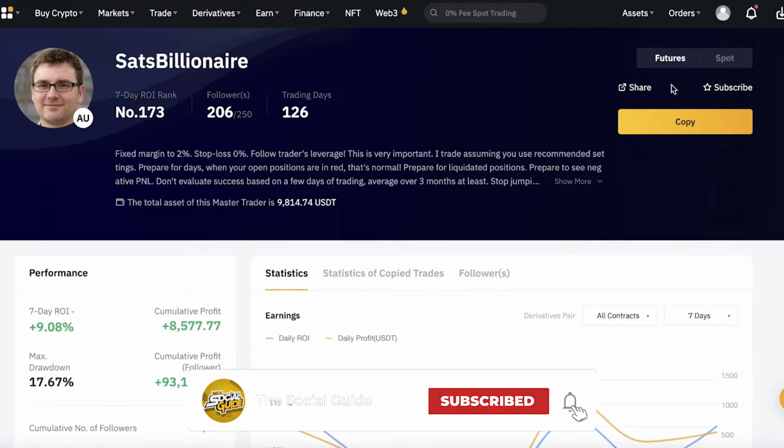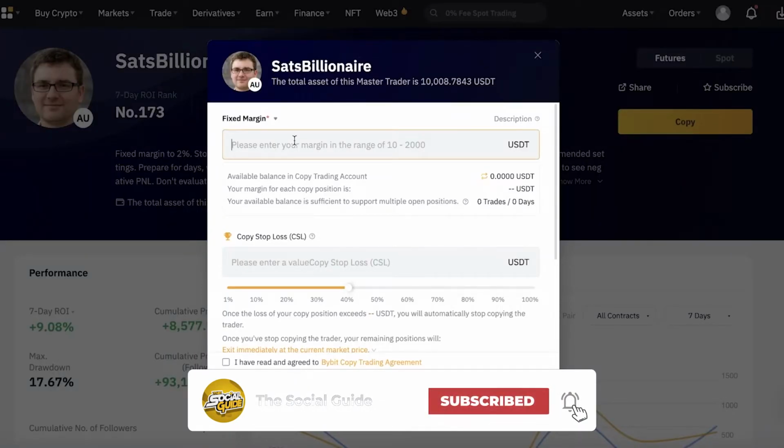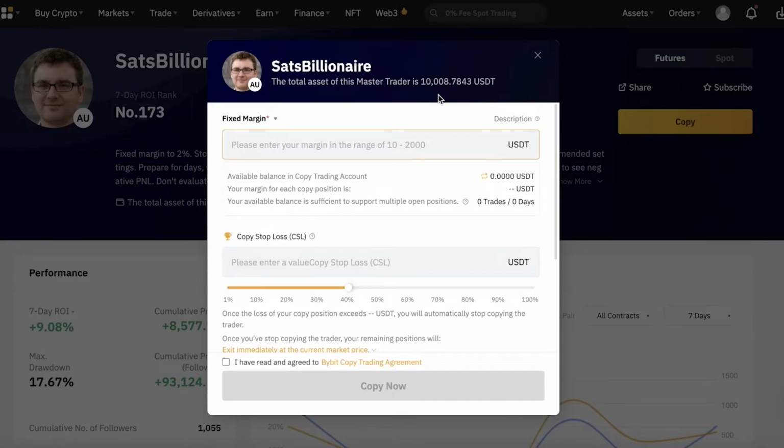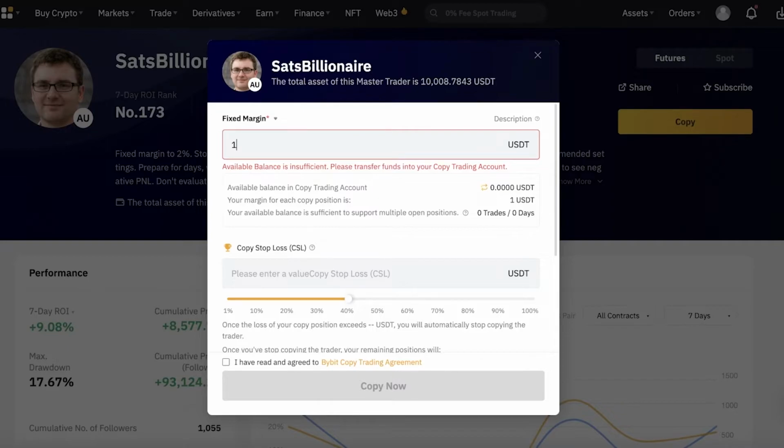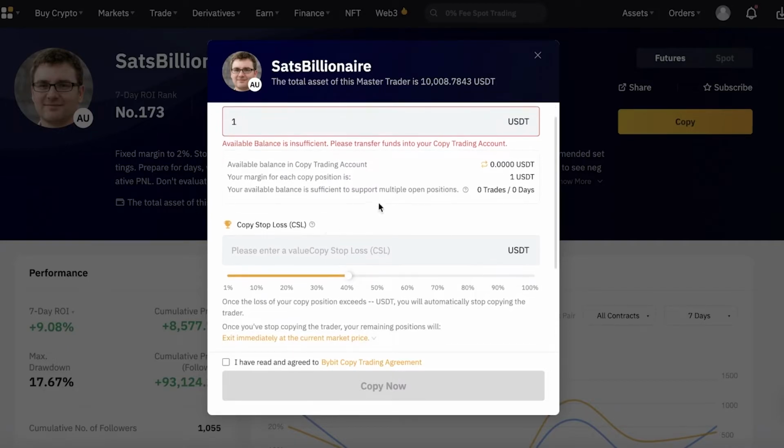Now, what I will do is I can simply click on copy over here, and then you will enter your fixed margin. This will be your fixed margin that you will be taking from your copy trading account. Now you need to make sure that you go into your Bybit wallet before you go into the trading section and transfer money into your Bybit copy trading account. Let's say it's one. Then you will have your stop loss.